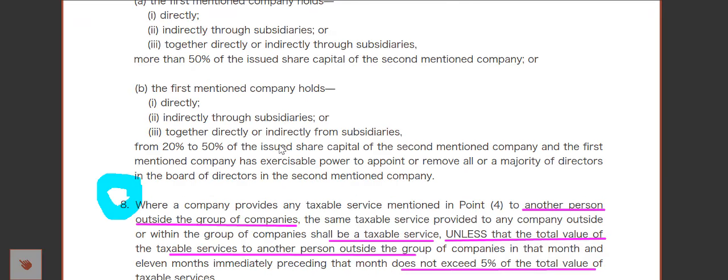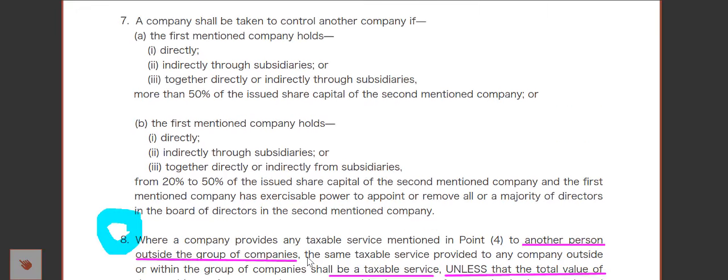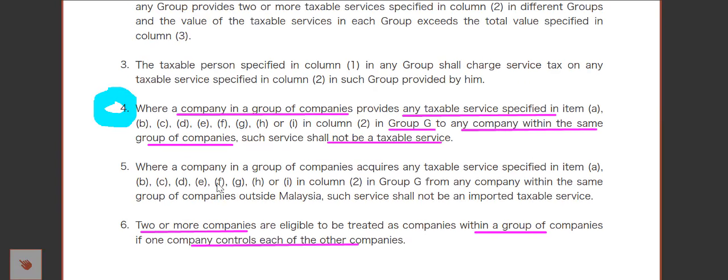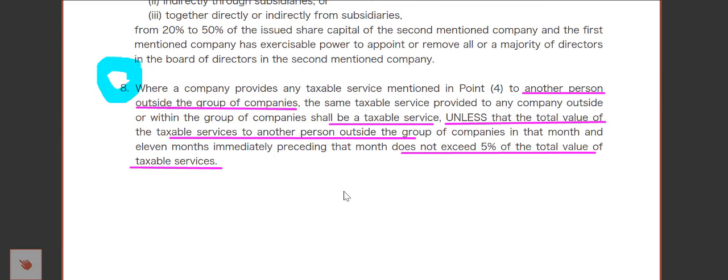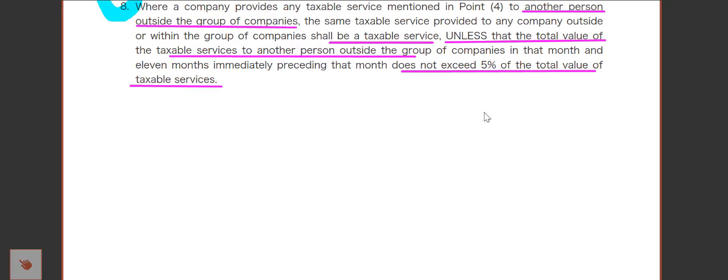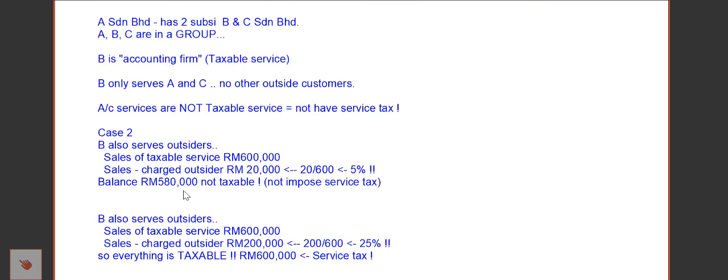Now that is what it means, the meaning of group service. It will not be a taxable service if you're serving all these kinds of services within a group, provided you don't serve outsiders. If you do serve outsiders, you must not exceed 5% of the total value of your taxable service. Once you exceed, then you have to impose 6% for everything. Now, it's only in group G.